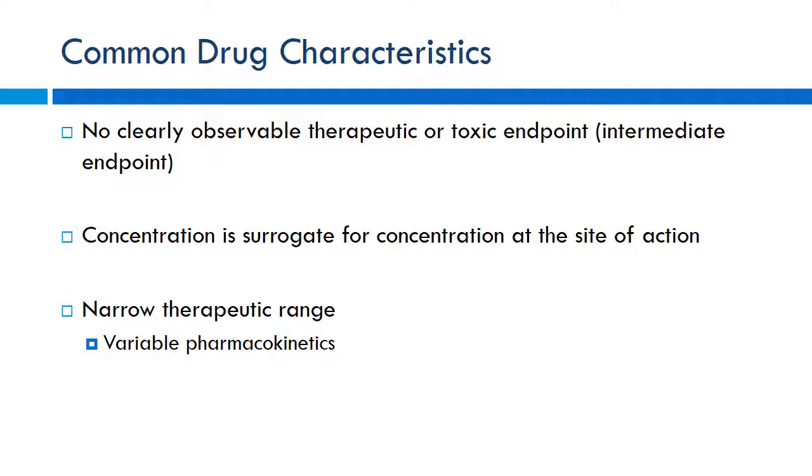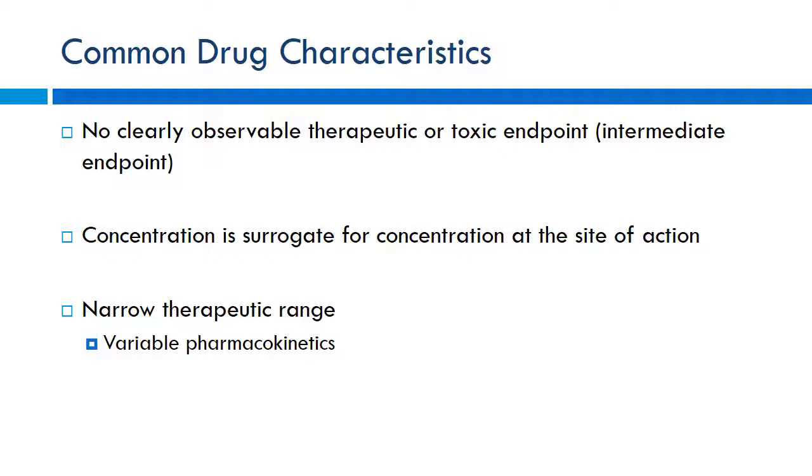Okay, so again, common drug characteristics you're going to see in some of these: there's going to be no clearly observable therapeutic or toxic endpoint, meaning that it can be a range for a lot of drugs, which is why we don't have good establishment for drug levels for every single drug that's out there, and why we don't do a lot of levels for many drugs. But again, the concentration should be a surrogate for the concentration at the site of action. So in vancomycin, if I get a level of 15 to 20, I can be pretty well assured that the drug levels are getting high enough in the meninges in order to kill off the bacteria to get rid of that infection.